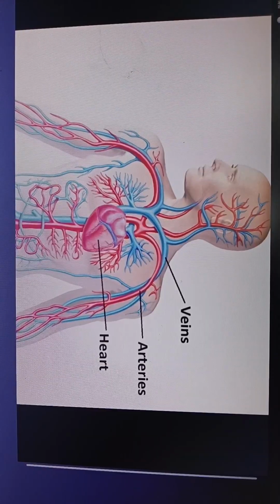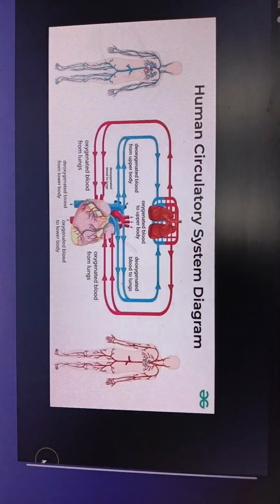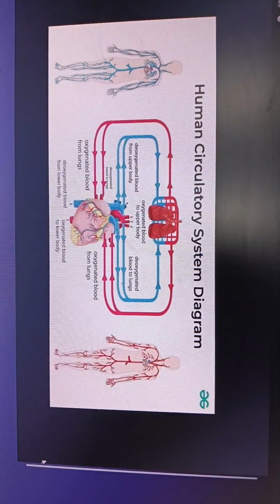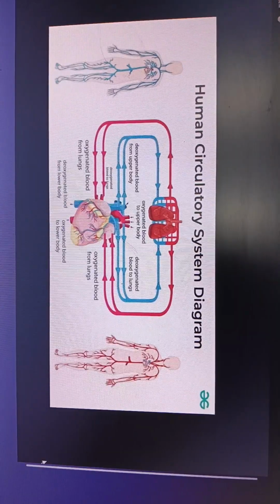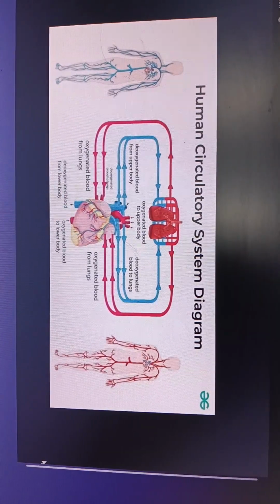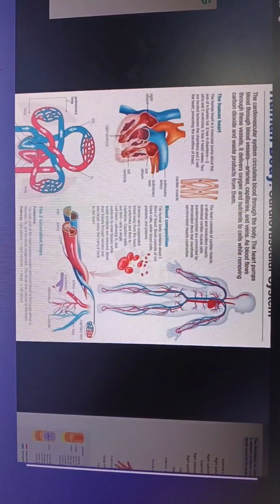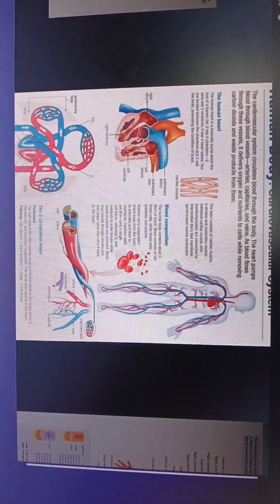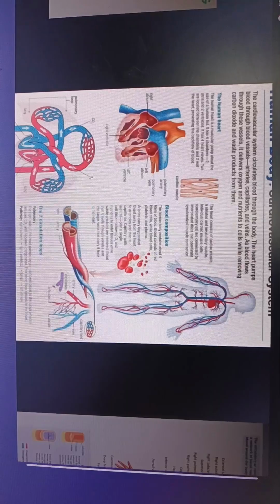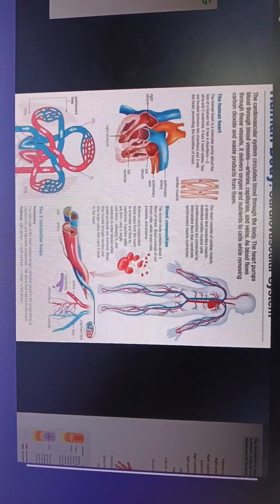Today we are going to study one of the most important systems of the human body, the human cardiovascular system. The word cardiovascular is made up of two words. Cardio means heart, vascular means blood vessels. The cardiovascular system is also called the circulatory system because it circulates blood continuously from the heart to the body and back to the heart.